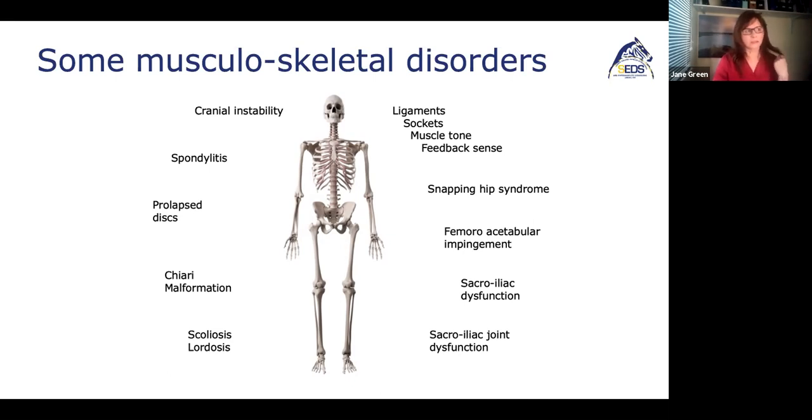And then we get other things like bursitis, which is greater trochanteric pain, and is a huge issue for a lot of us, and all those other ones as well. I'm going to move on.